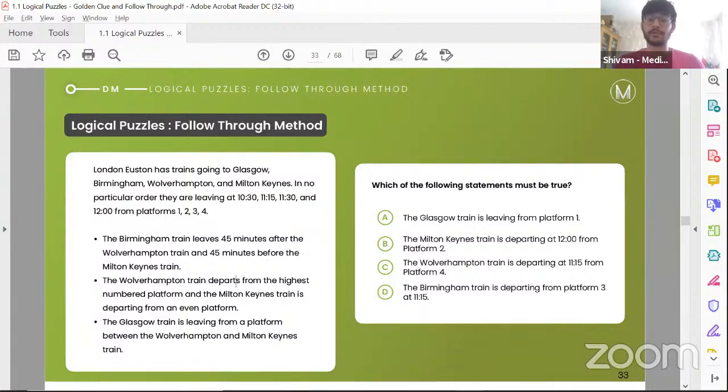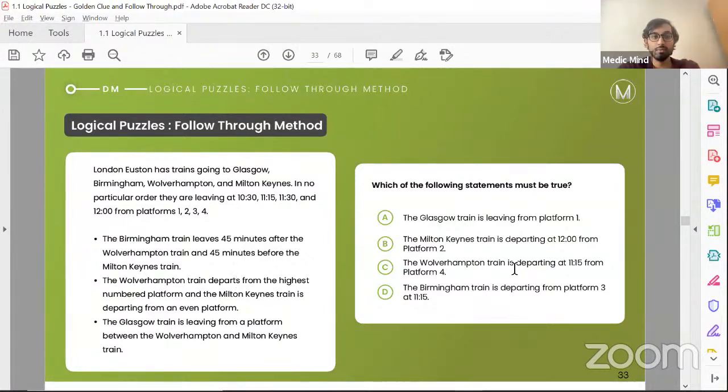Oh, and actually, Mohil, one of the things I was looking for there was to eliminate one of our answers. We could have eliminated C straight away, because we know that Birmingham leaves at 11:15, not the Wolverhampton. So again, let's say we didn't have 10 seconds, Mohil. We had 30 or 40 seconds of time here.